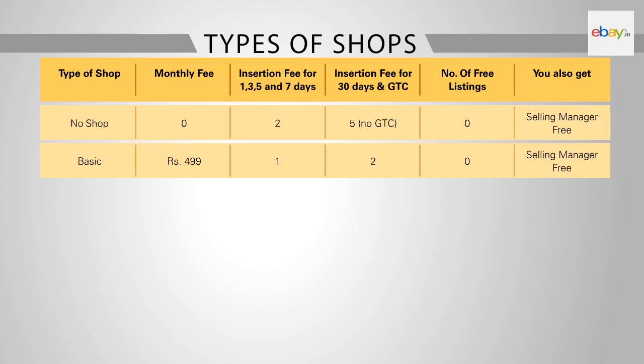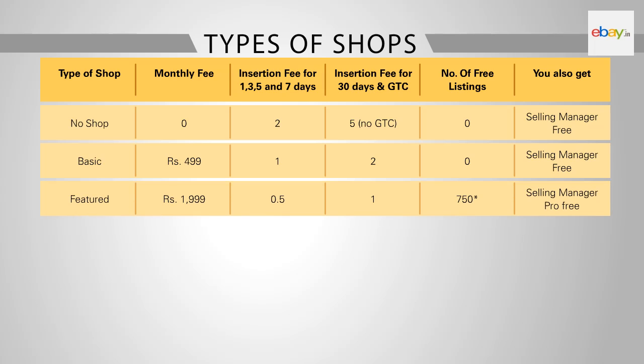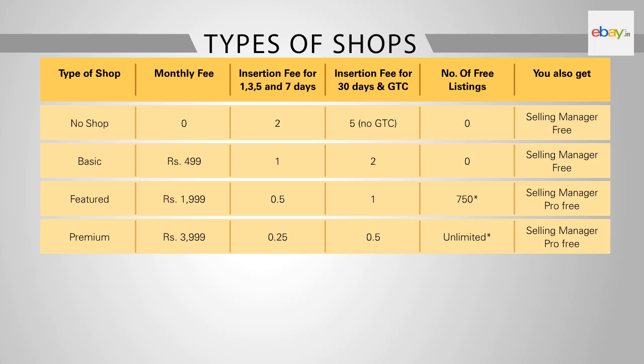Basic shop. As soon as you reach a listing count of 167, a basic shop is cheaper than not having a shop. Featured shop. For a listing count of 751 and above, a featured shop turns out to be cheaper. Premium shop. For a listing count of 2751 and above, a premium shop is cheaper.